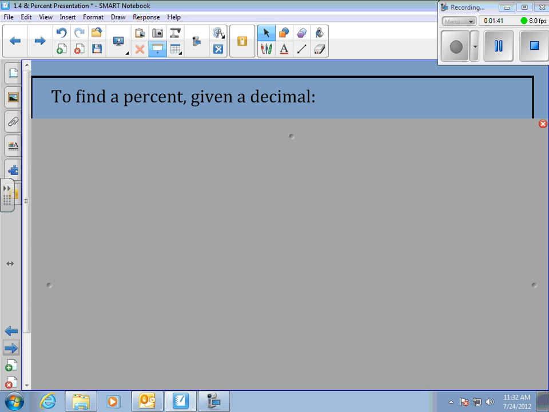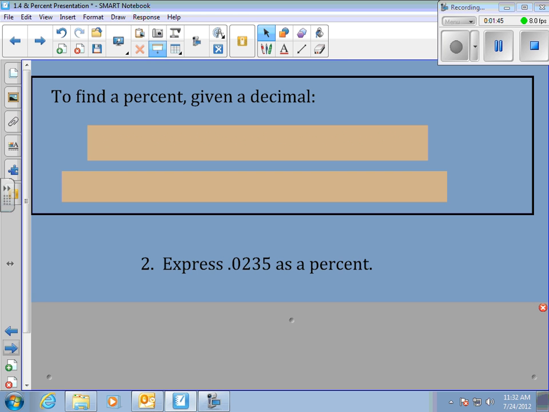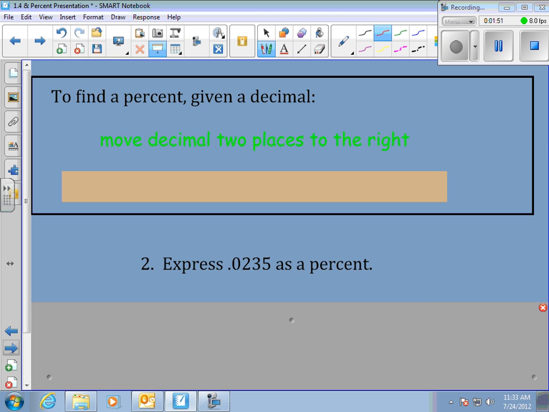Okay. To find a percent given a decimal, a couple ways. Move the decimal place 2 places to the right. So basically, we're looking down here. 0.0235 is a decimal. You want to write it as a percent. You move your decimal place 2 places. 1, 2. So you end up with 2.35%.